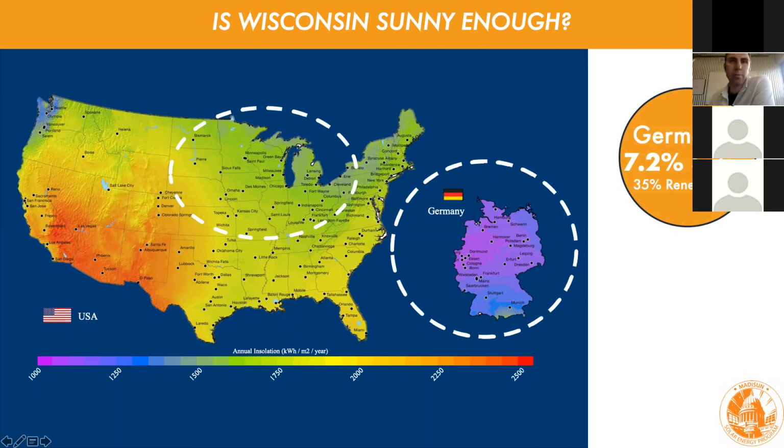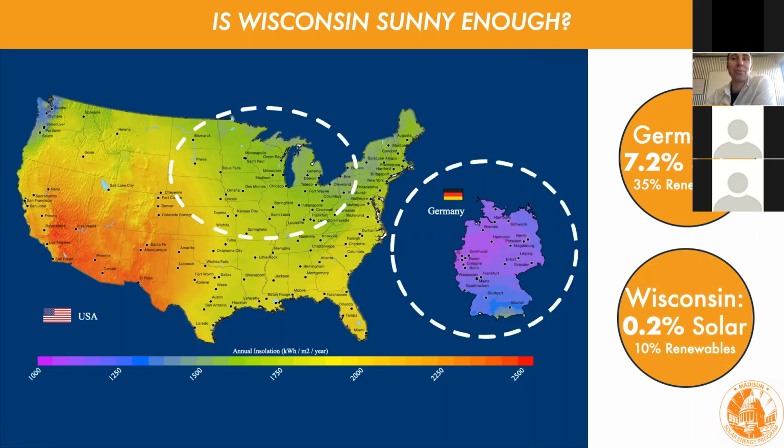And the reason Germany is on this map is because they made a very large investment nationwide in solar a few years ago. They get anywhere from 7 to about 12% of their electricity from solar and over 35% from renewables in general. In Wisconsin, we get less than 1% of our electricity from solar and only about 10% in total from all renewables.